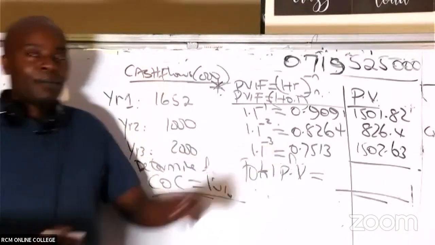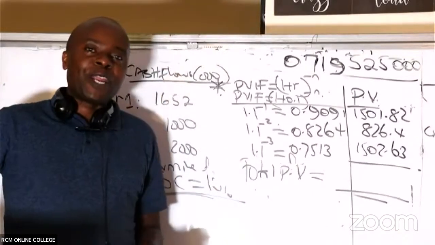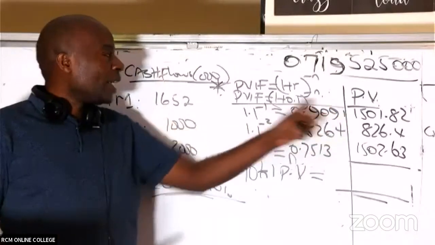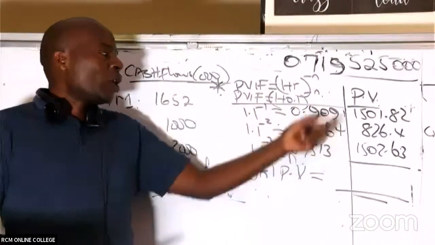Now we can add them because they're children of the same mother. They belong to the same time frame, present time. You can't add future cash flows, no. You have to present value them, and then you add.